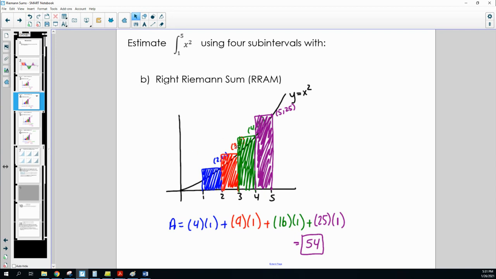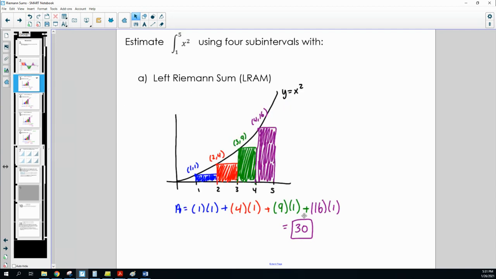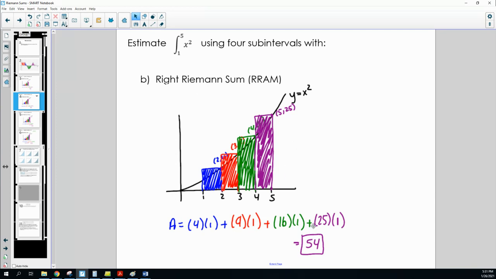When we look at this, it is an overestimation of the area, because even though I'm missing a little piece down here, I can see that a lot of the graph is going above the actual curve. So this 54 is a higher value than what it actually is, so that is an overestimation. We saw that the left Riemann sum, I'm just going to go back for a second, was 30, which is pretty low. And the right Riemann sum is 54, which is pretty high. So somewhere between 30 and 54 would be a better approximation.